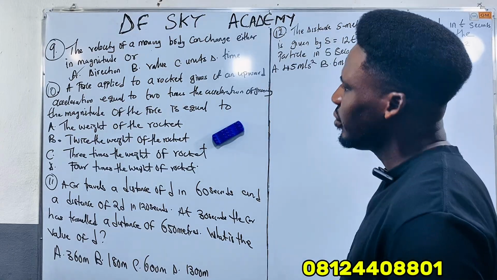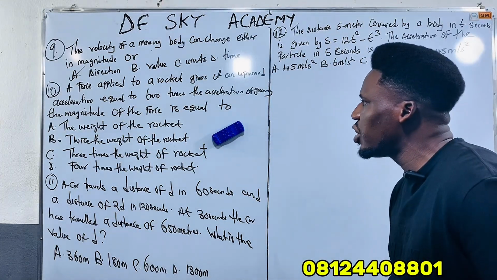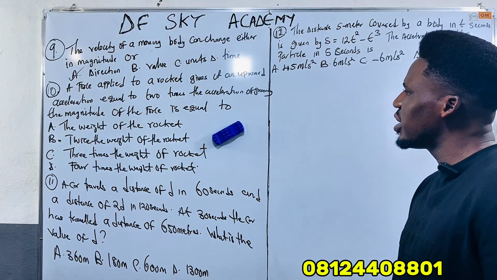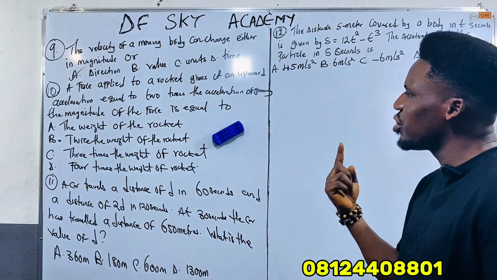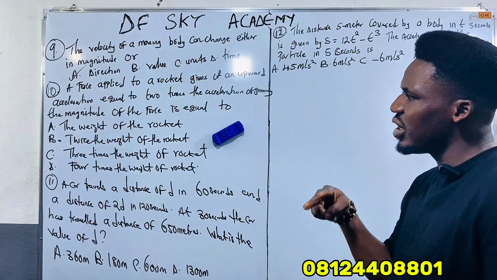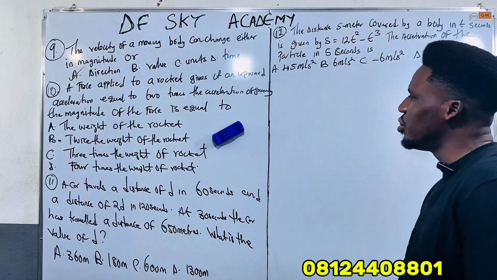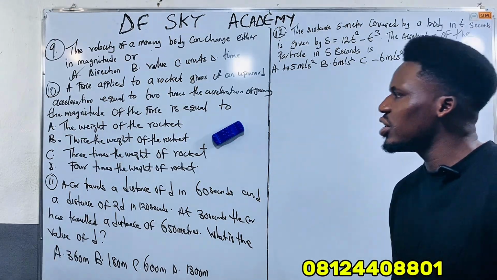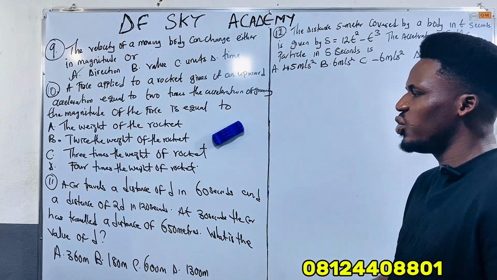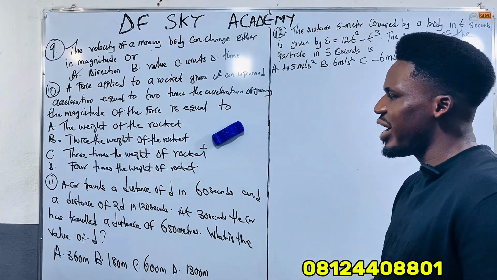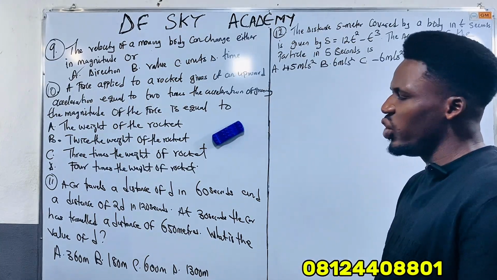Now, question number 10. They said a force applied to a rocket gives it an upward acceleration equal to 2 times the acceleration of gravity. So we have acceleration that is equal to 2 times the acceleration due to gravity. The magnitude of the force is equal to A, the weight of the rocket, B, twice the weight of the rocket, C, thrice the weight of the rocket, D, 4 times the weight of the rocket.